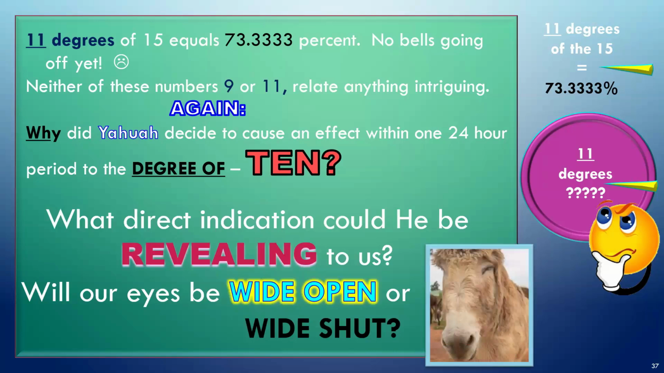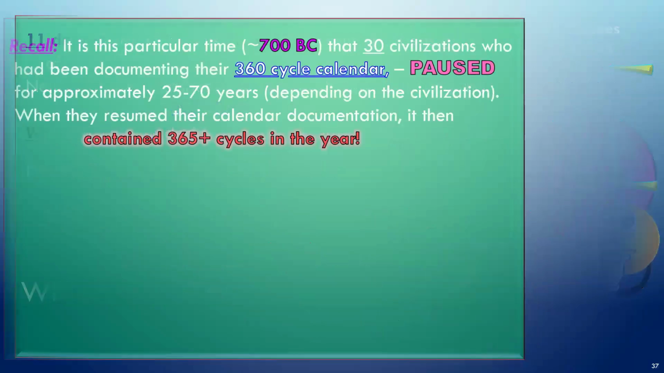What direct indication could he be revealing to us? Will our eyes be wide open or will they be wide shut? What are we doing? Are we paying attention or not?